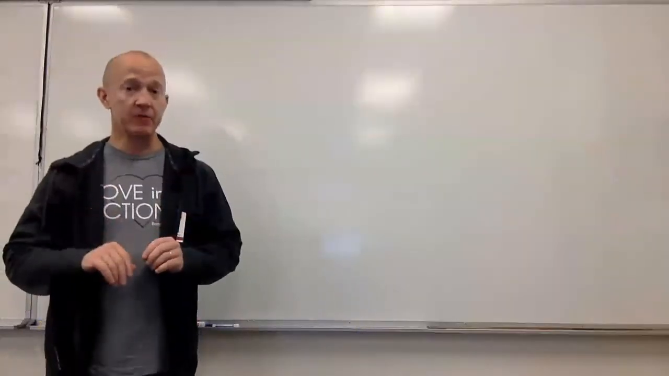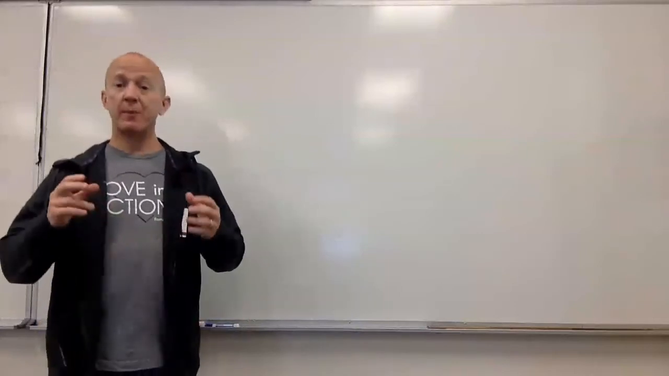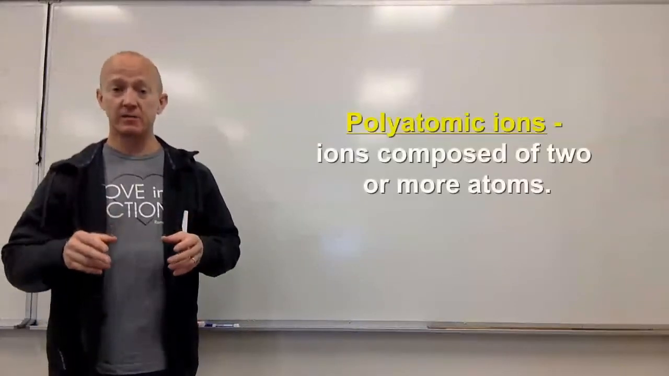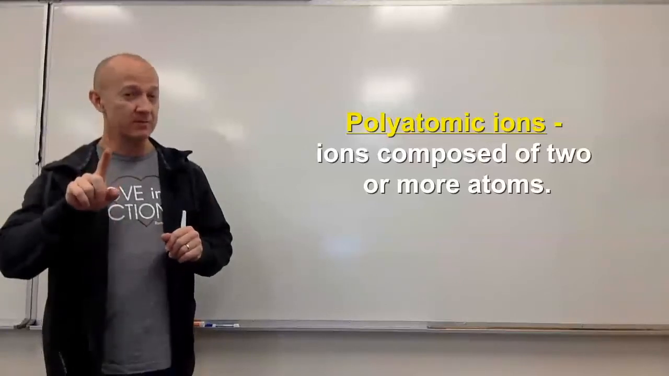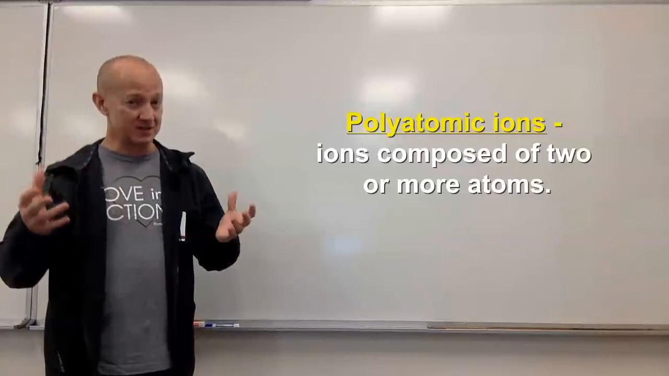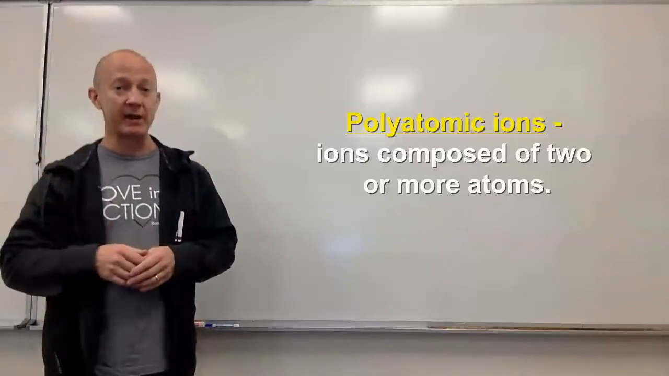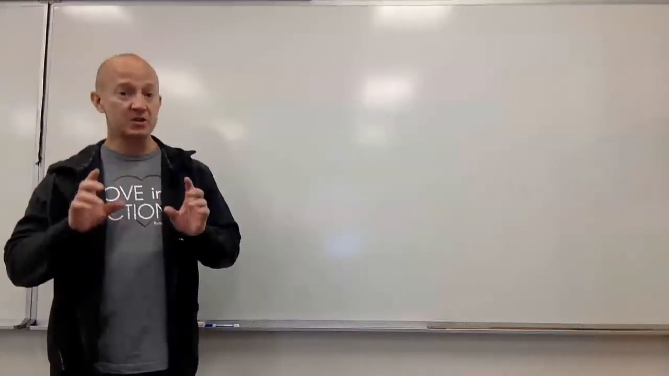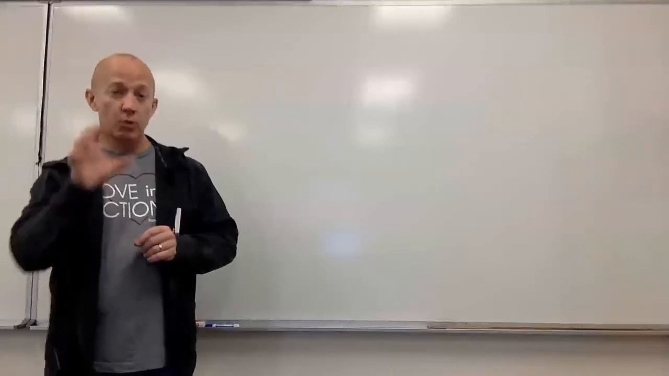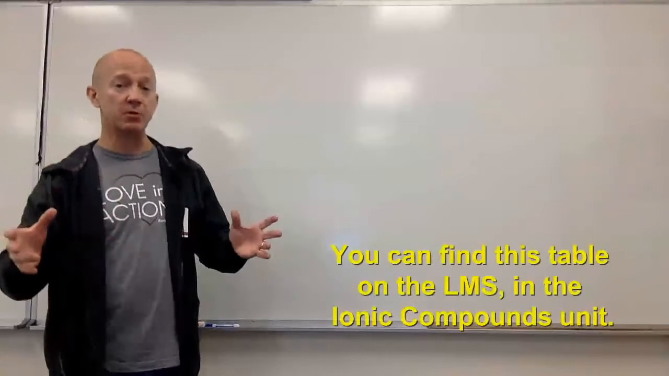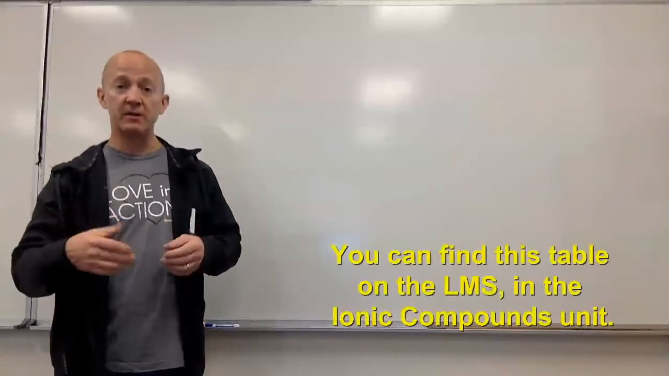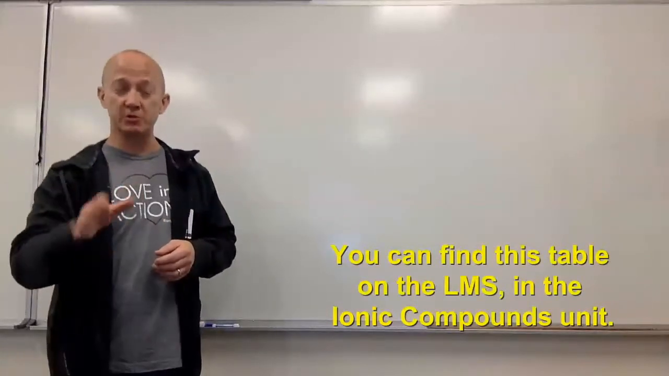Many ionic compounds are composed of what we call polyatomic ions. So, if a monatomic ion is 1 atom, then polyatomic means, right, multiple atoms. Each of these polyatomic ions, though, is a unit. We treat them as 1 unit. And we have an entire table composed of polyatomic ions that will be most commonly used for us.